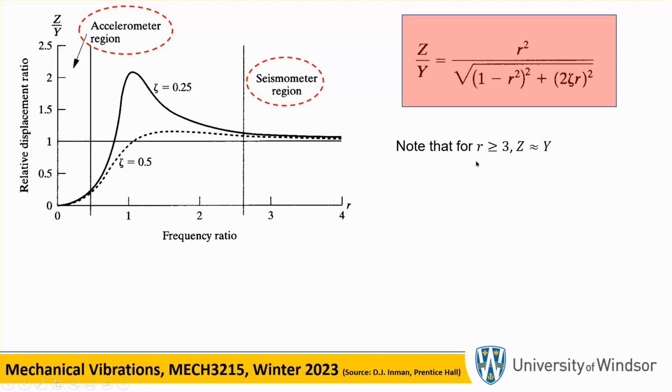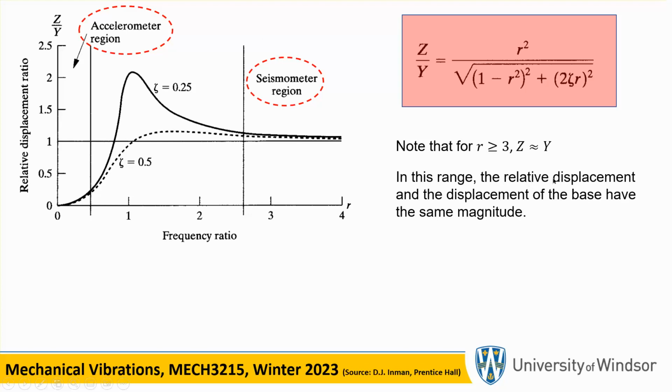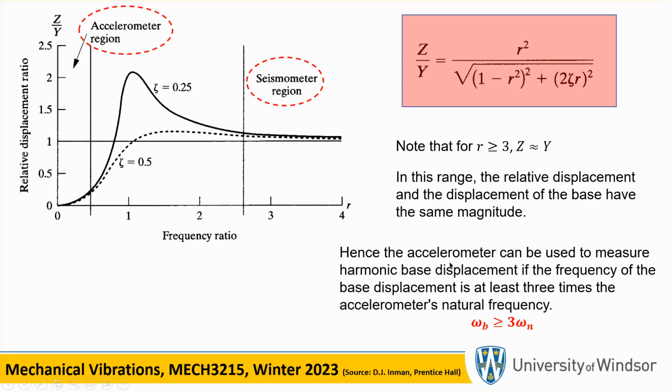Now, let's go back one more time to the seismometer region over here. If R is bigger than 3, you can see that Z and Y are almost the same in the seismometer region. This means that the displacement of the base and the displacement of the mass are almost the same. So seismometers can be used to measure harmonic base displacement if the frequency of the base displacement is at least 3 times larger than the instrument's natural frequency.